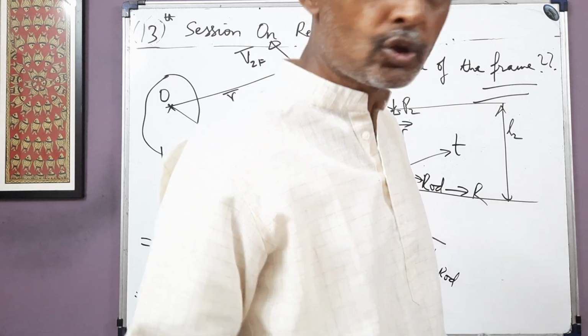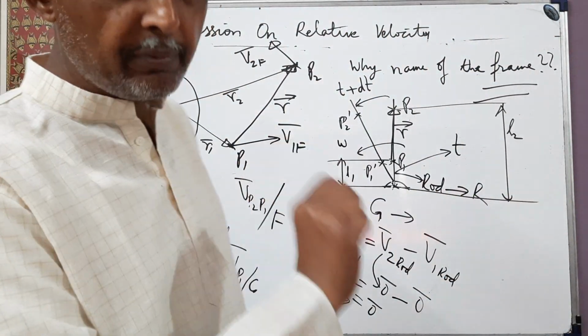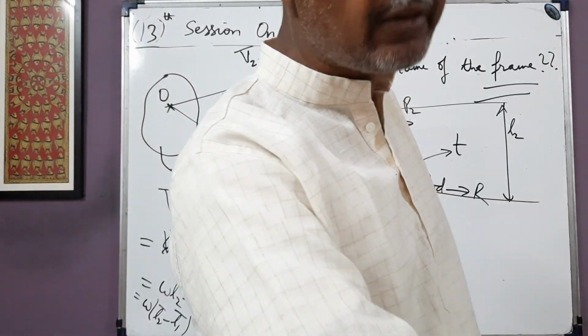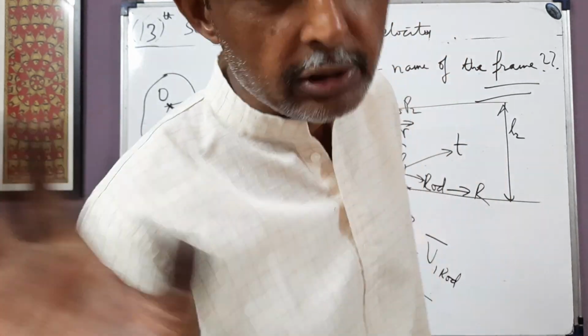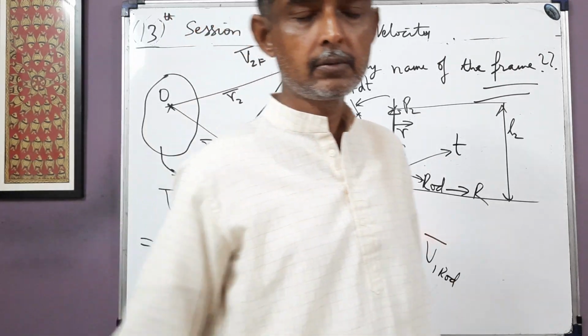Is it alright? So whenever we take the relative velocity between 2 points, V2 minus V1, we should specify with respect to which frame V2 and V1 are being taken. Then the relative velocity between 2 points becomes a meaningful concept. If you don't specify the name of the frame, it is meaningless.